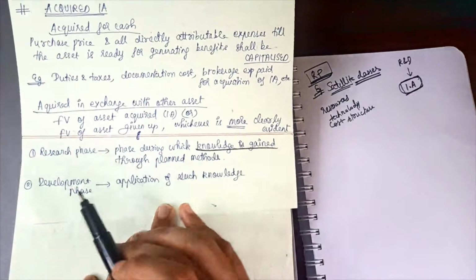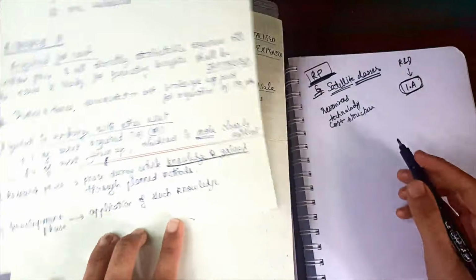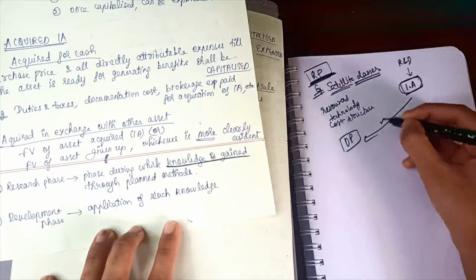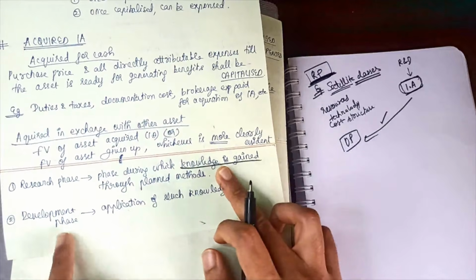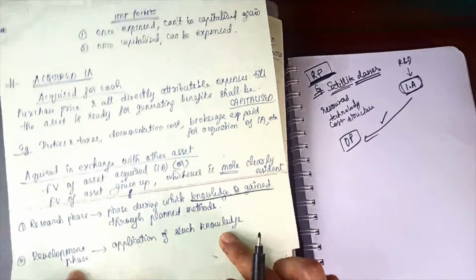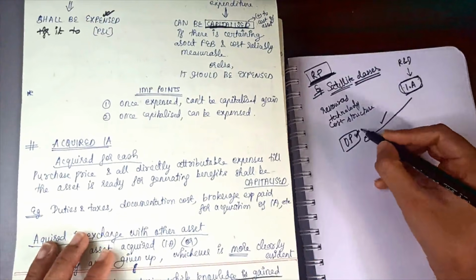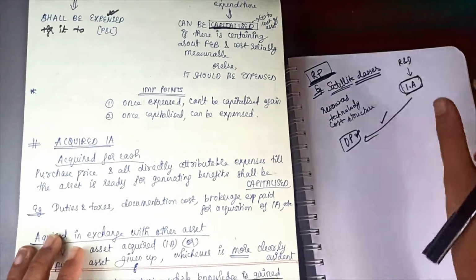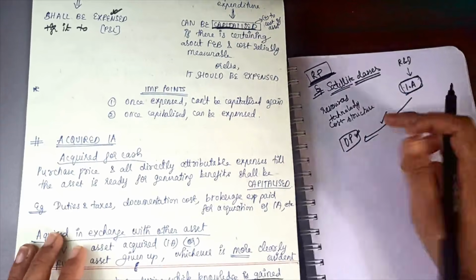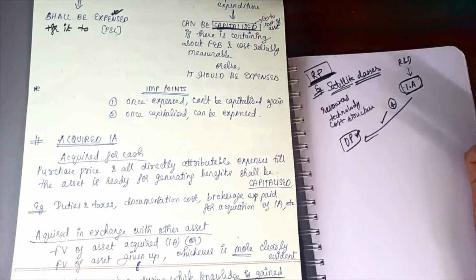What is the development phase? With the knowledge you have gained in the research phase, you are going to apply it in the development phase and develop the intangible asset. That is application of such knowledge which is already obtained in the research stage. For an intangible asset to be in the development stage, a few points need to be fulfilled. You will only consider that an intangible asset is in a development phase when 4 conditions are fulfilled. What those 4 conditions are is what we are going to see now.